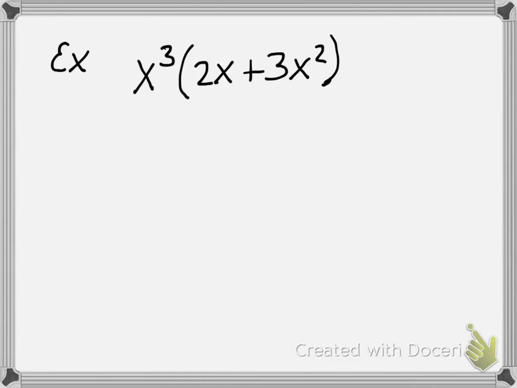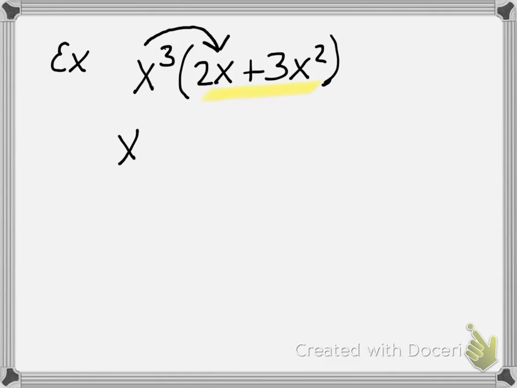These parentheses mean I must do that first because of the order of operations. But the problem here is that I have 2x and I have 3x squared. So these are not like terms. And you learned in your earlier math classes that you can't add unlike terms. They both have x's, but x and x squared are not alike because they don't have the same exponents. So I can't add them. But what I can do is I can take x cubed and multiply it times what's in these parentheses separately. This is called distributive property.